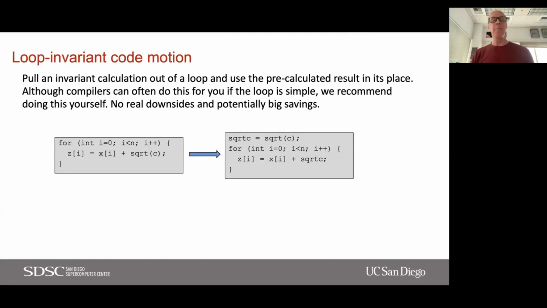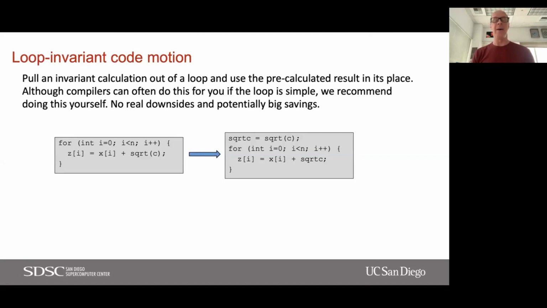One of my favorite optimizations is something called loop invariant code motion. This is where you take a calculation inside a loop that doesn't rely on the iteration, pre-calculate it outside the loop, and use that result in its place. Again, if it's simple enough, some compilers can do this for you, but we'd recommend doing this yourself. I don't see any downsides, and potentially very big savings.